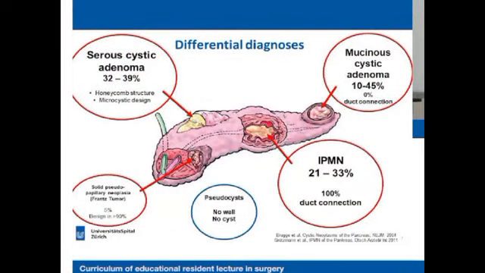Then we also have the IPMN, which is the intraductal papillary mucinous neoplasm. And we also have mucinous cystic adenoma on this other side, and we can see the lesions that I was actually talking about. So these are some of the types of carcinomas that can be found in the exocrine class of the pancreas.